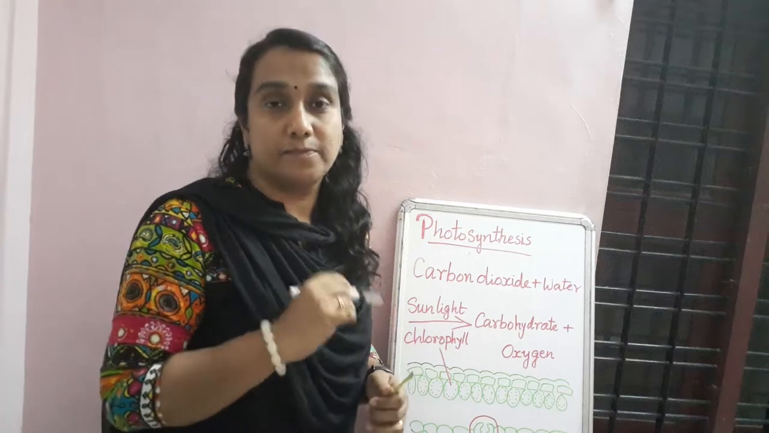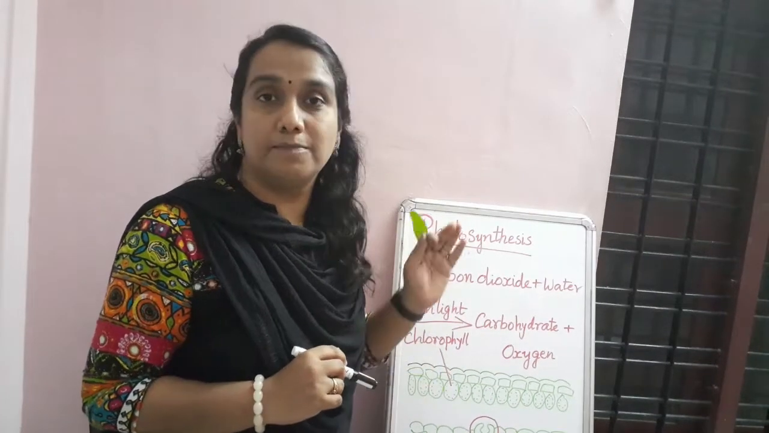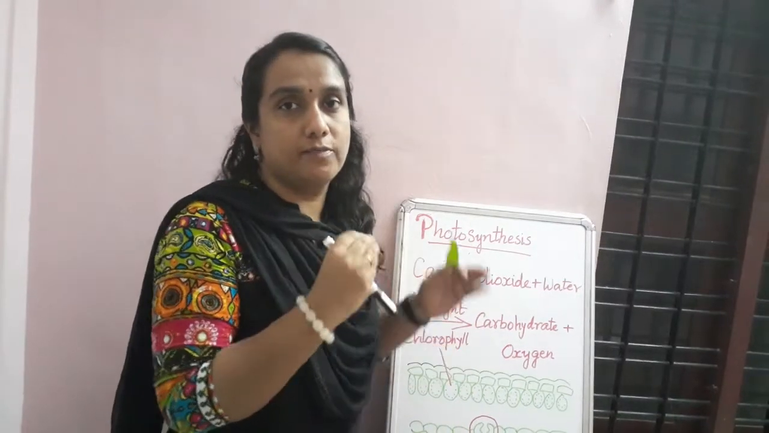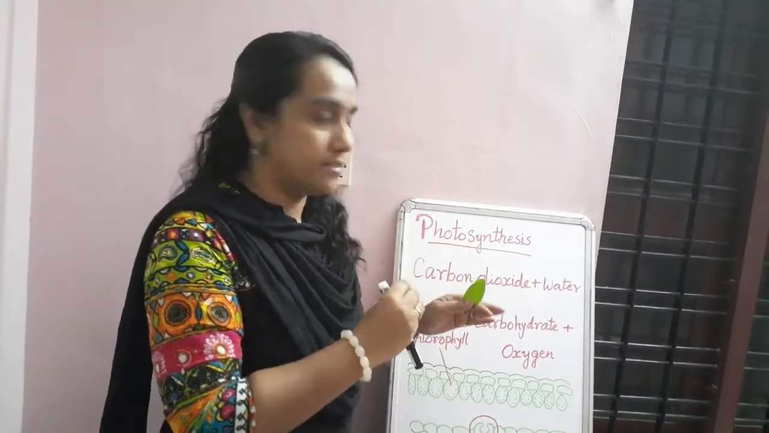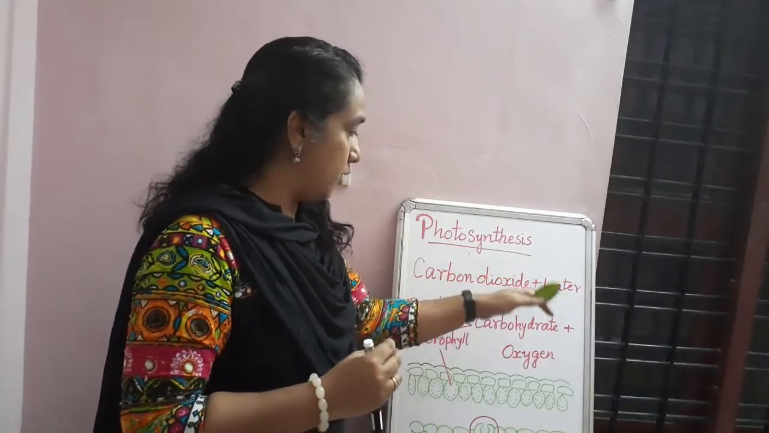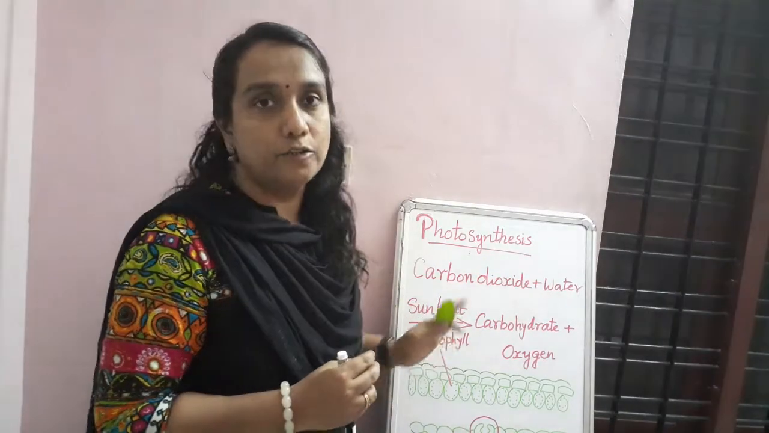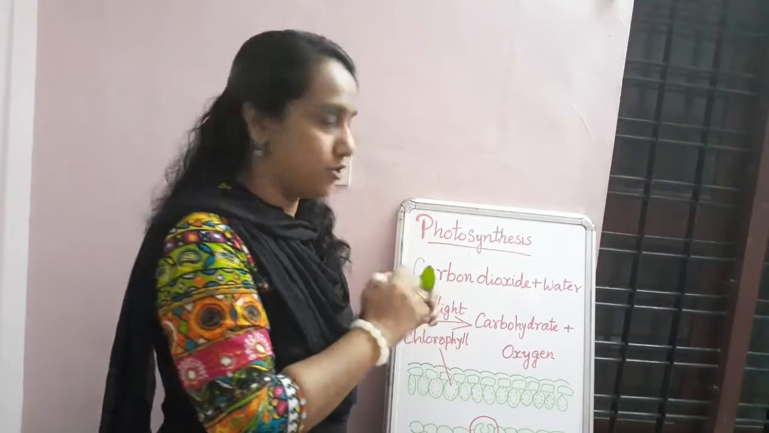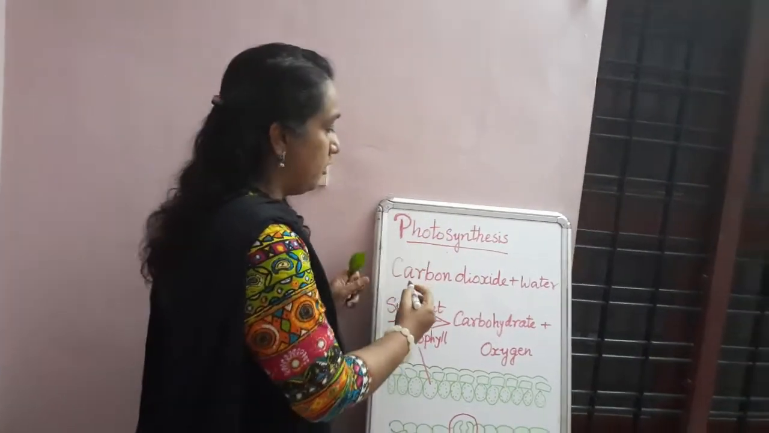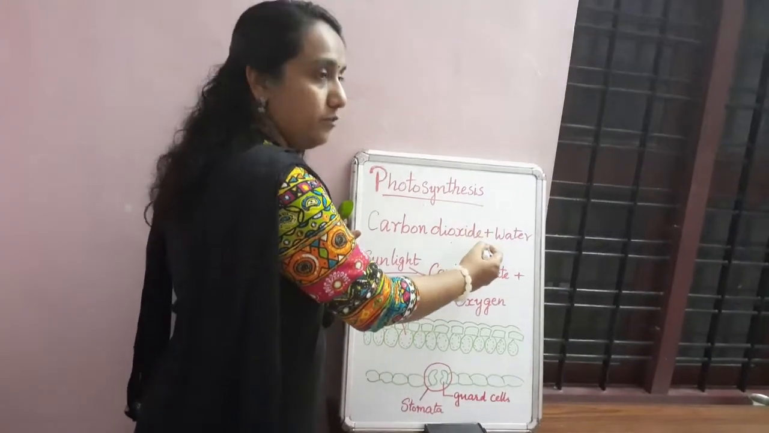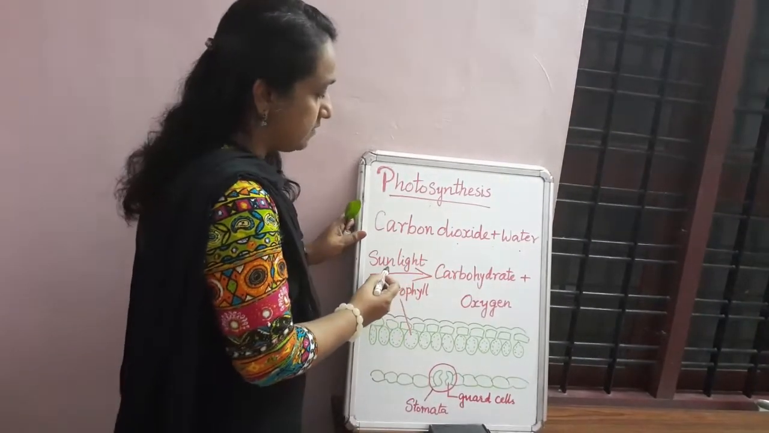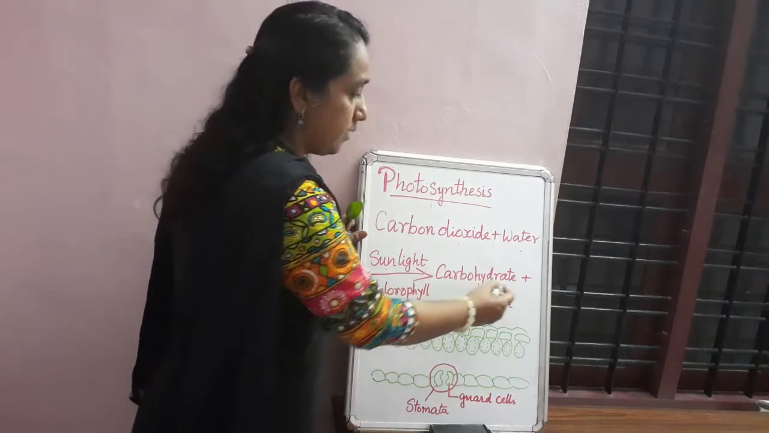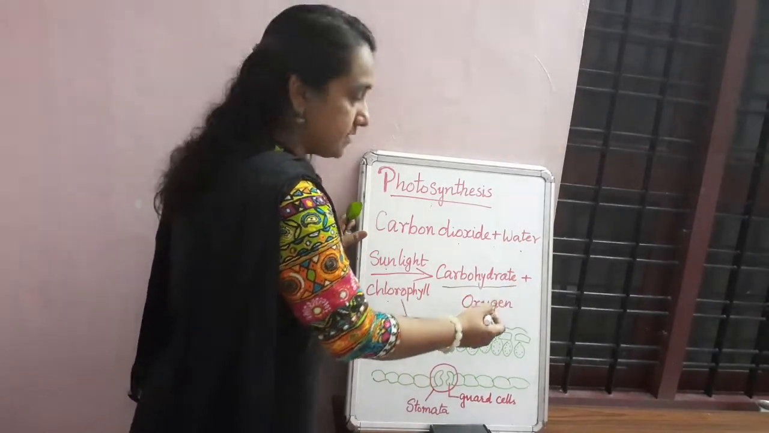So let's express the process of photosynthesis by an equation. I already told you we need four things for the process of photosynthesis: carbon dioxide, water, sunlight and chlorophyll. I will show the process of photosynthesis by an equation. First of all, carbon dioxide will react with water in the presence of sunlight and chlorophyll, and it will produce carbohydrate and it will release oxygen.